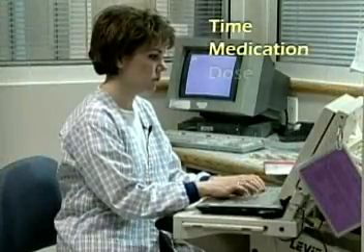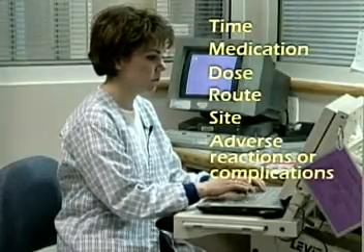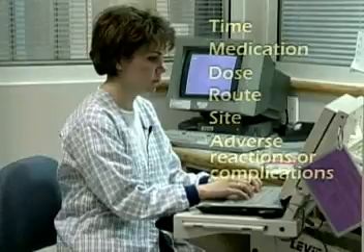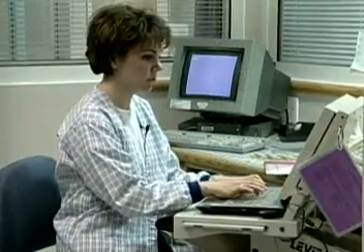On the correct patient record, document the procedure. Indicate time, medication, dose, route, site, and any adverse reactions or complications. The medication administration record, or MAR, is initialed or signed by the nurse administering the medication. The amount of subcutaneous tissue, site rotation, needle length, and needle gauge are all important considerations when giving subcutaneous injections. Follow your agency's policies and procedures when administering and documenting subcutaneous injections.